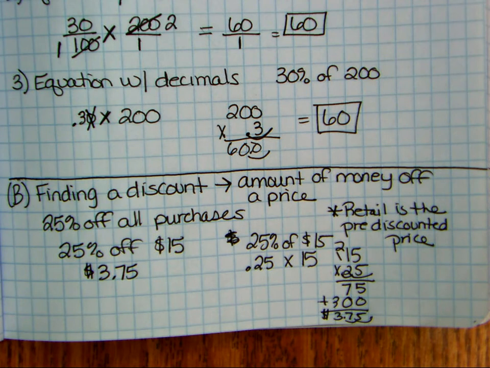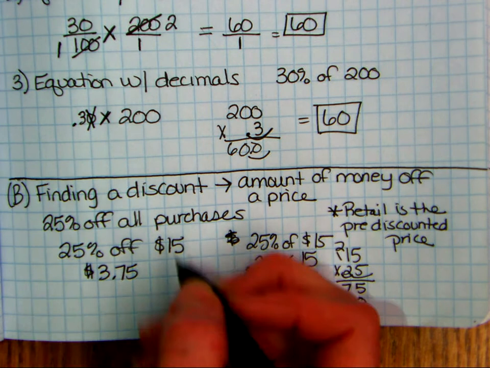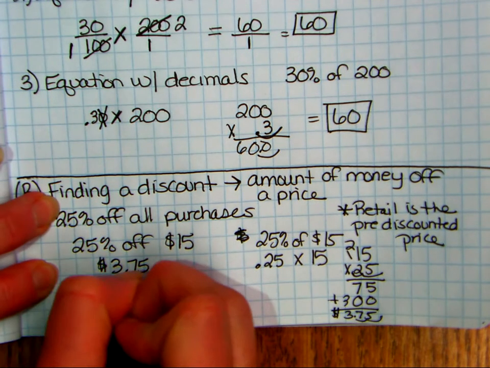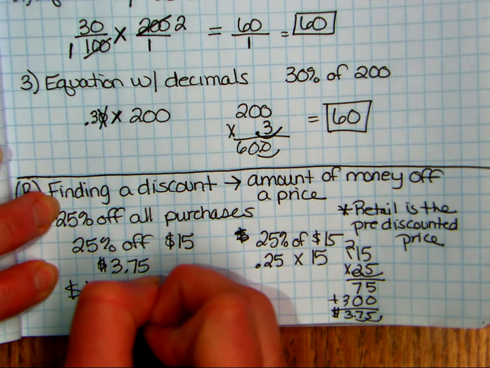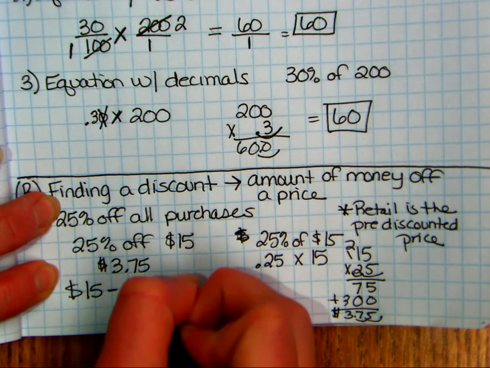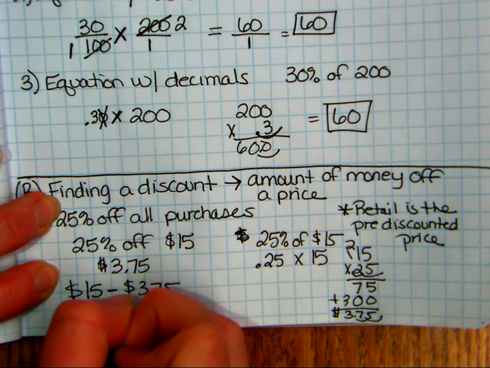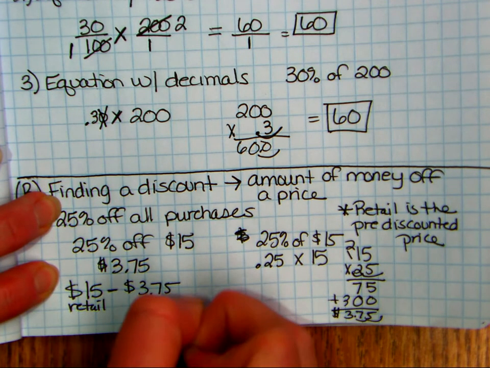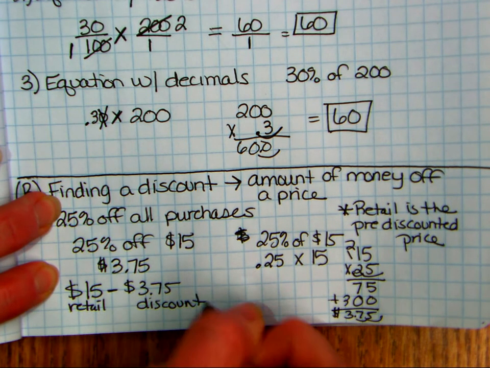No. What do I have to do with that number now? That's the discount. That's how much is going to be taken off the price. So what do I need to do, Christian? You have to subtract that from the original value. So I'm going to do $15, the original retail price, minus the discount. So the retail minus the discount. Okay?